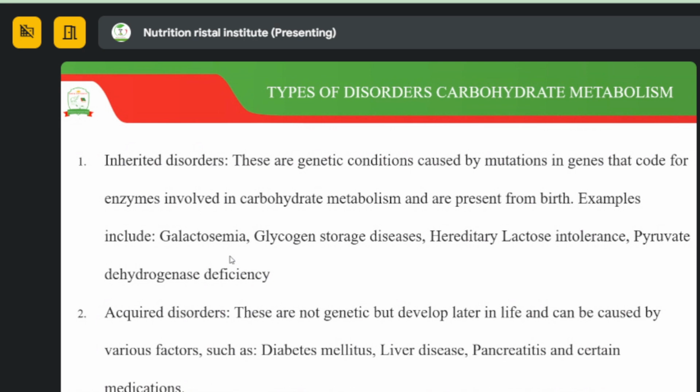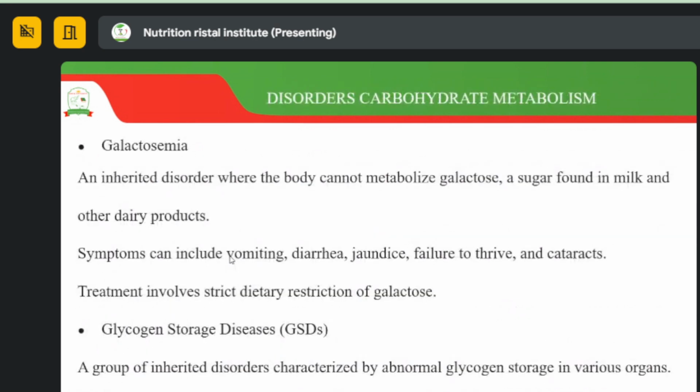So let's look into the next type, which is an acquired disorder. You develop it, you're not really born with it, and it is never genetic, it's not related to anything in your genes. You develop it later in life, and this could be due to your lifestyle, or it can be caused by various factors such as diabetes mellitus, liver diseases, pancreatitis, and certain medications can also result in these carbohydrate metabolic disorders. So we really need to get into them.